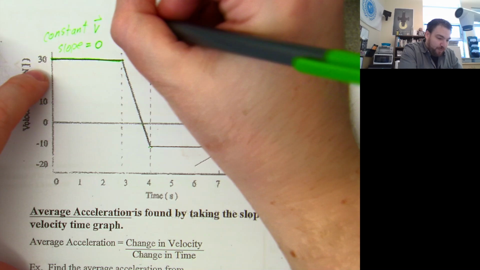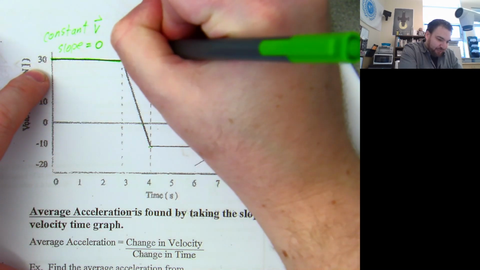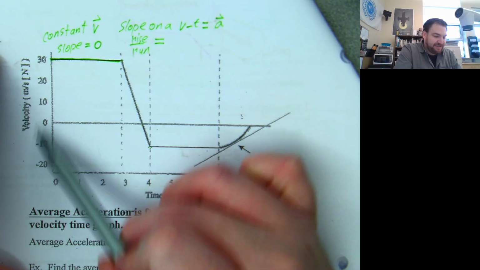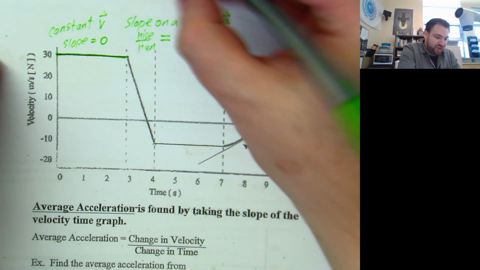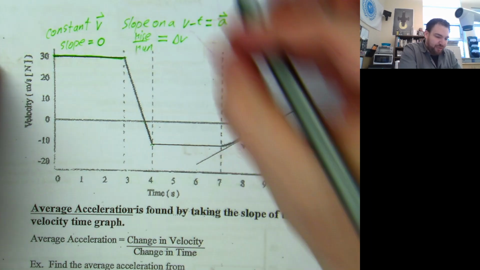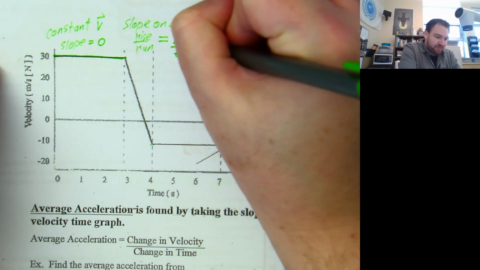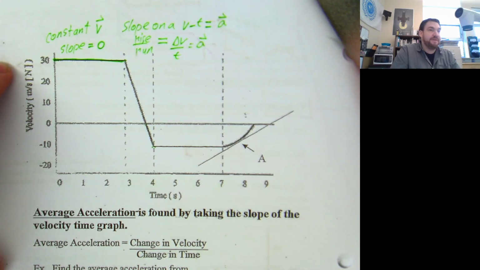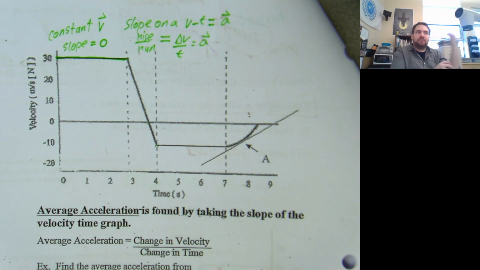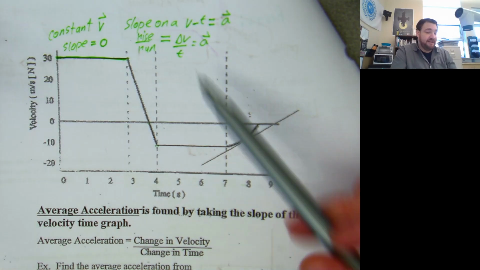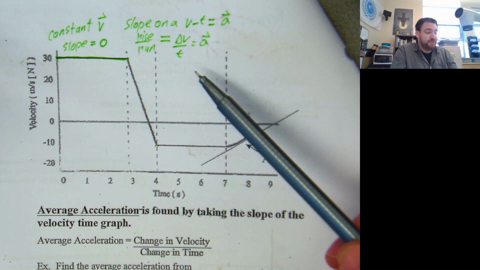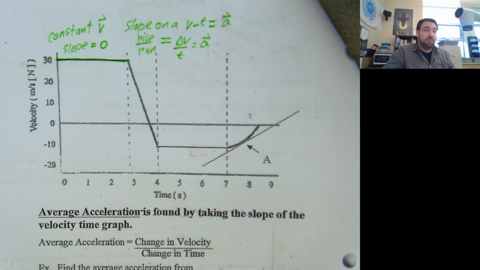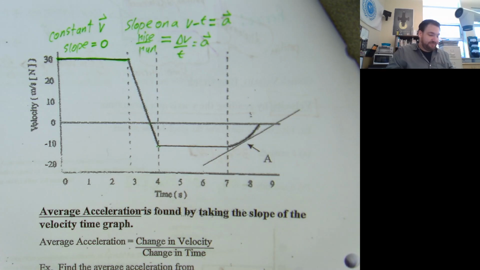And if you recall, slope was a rise over a run. If I look at what concepts are rising and running here, rise is how is my velocity changing? The run is how is my time changing? Change in velocity over change in time, we defined to be acceleration a couple days ago. So if I give you a velocity time graph and ask you to find acceleration, what you're looking for is the slope for a chunk of time. So let's go ahead and do that.